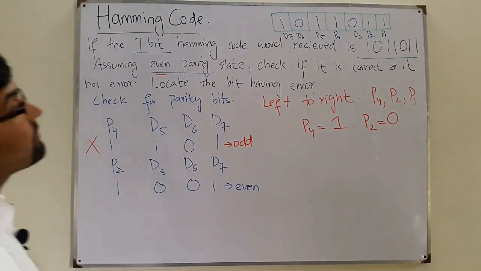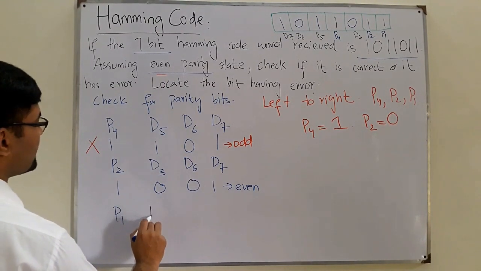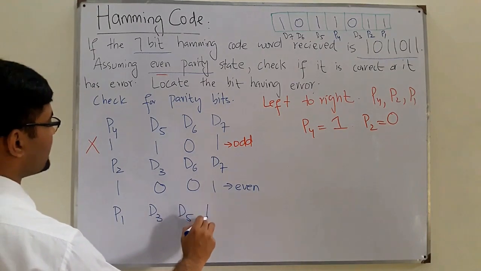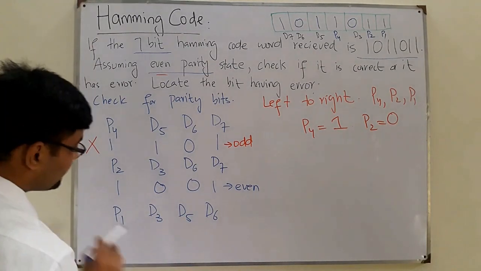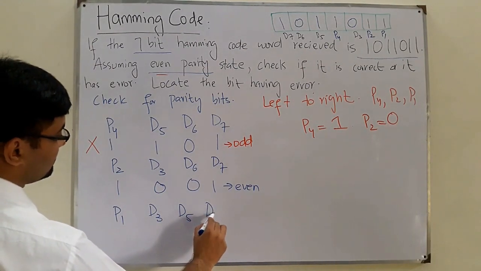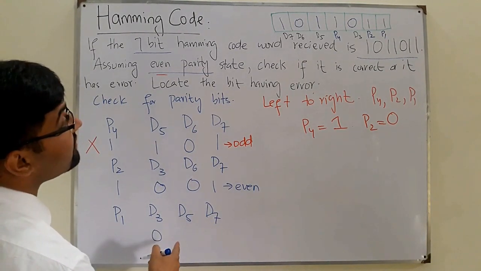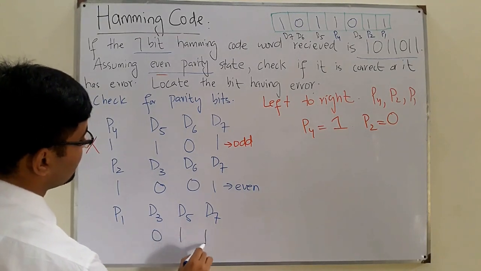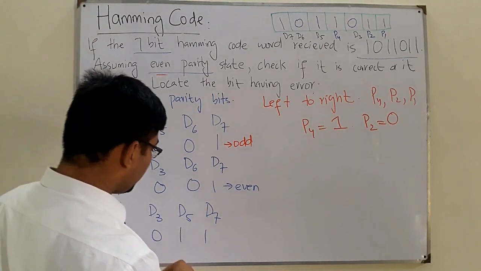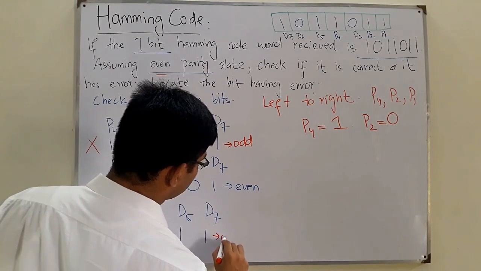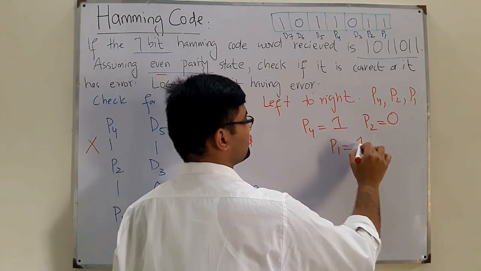And now you check for the last, let's say, P1. P1 depends on what? It depends on D3, D5, and D6. No, sorry, D3, D5, and D7. So D3 is a 0, D5 is a 1, and D7 is a 1. And P1 is a 1. So now again, this has odd number of 1s, which is again contradictory. So which means you place this P1 equal to 1.